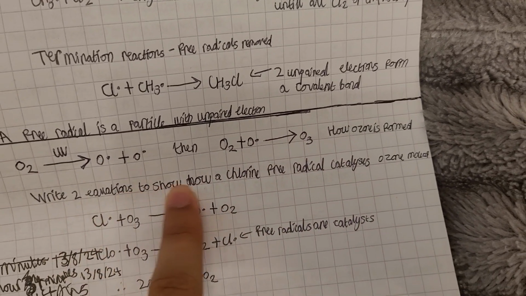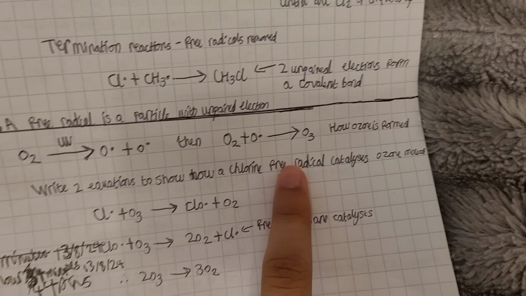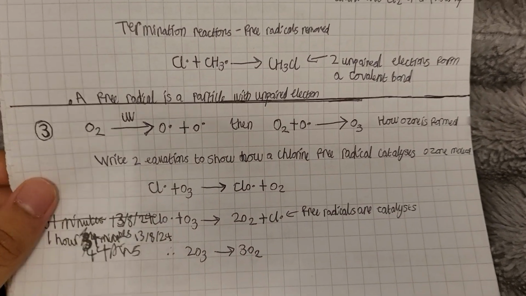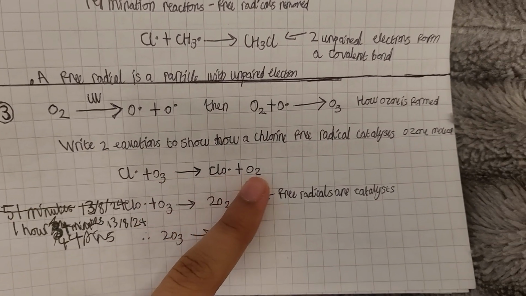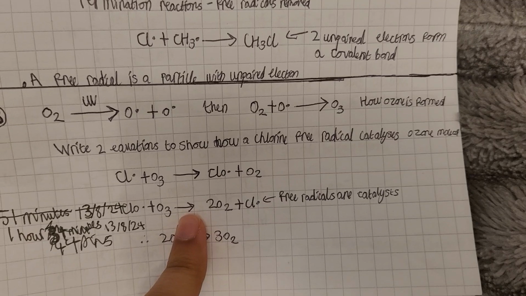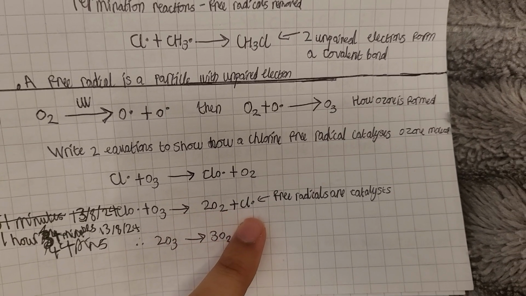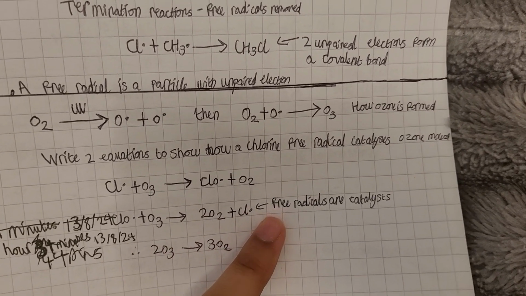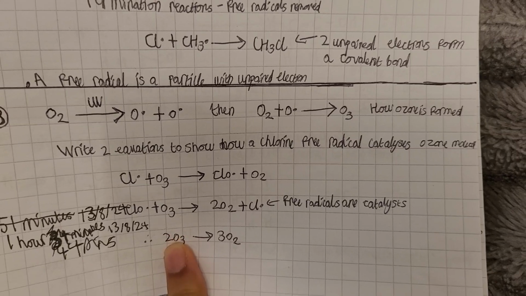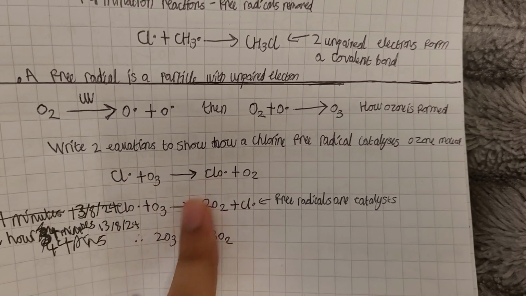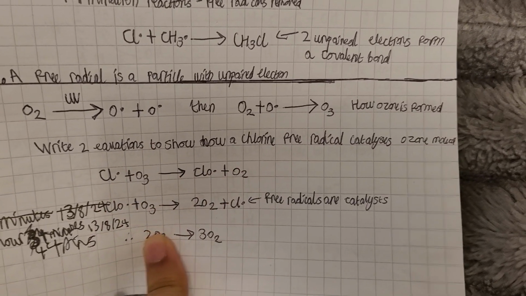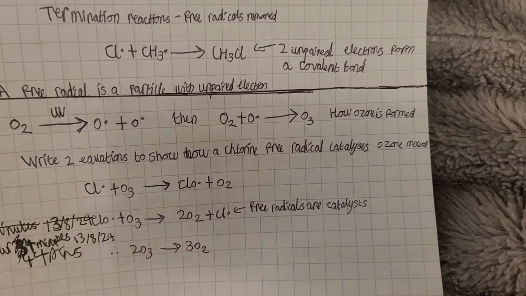And then it says write two equations to show how the chlorine free radical catalyzes the breakdown of ozone molecules. This comes up quite a bit. Cl dot plus O3 gives ClO dot plus O2, then ClO dot plus O3 gives 2O2 plus Cl dot. The free radicals are the catalyst, and therefore you can see once you add them together and cancel out the left and right hand sides, you get 2O3 to 3O2.